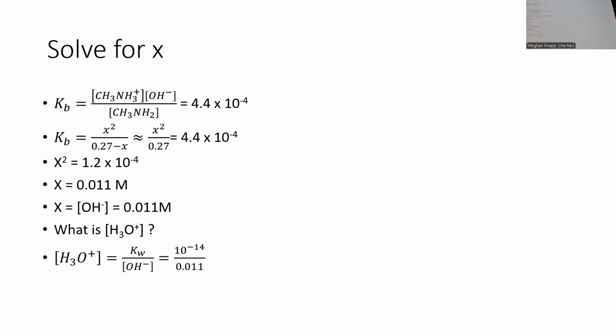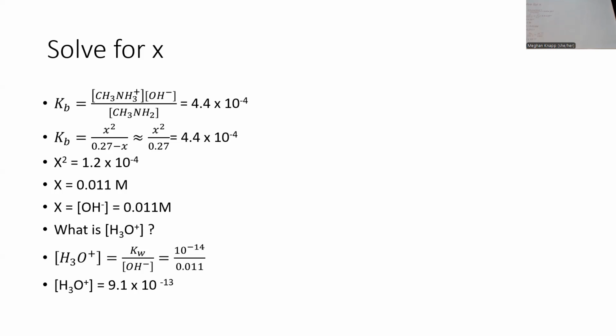What could I have done from the pH instead if I don't want to use this 10 to the minus 14 and have to remember another number? If I have the pH, what can I do? That's where you can do 10 to the negative pH, and then that will give you that concentration. Okay, so we should end up with the hydronium concentration of 9.1 times 10 to the minus 13.